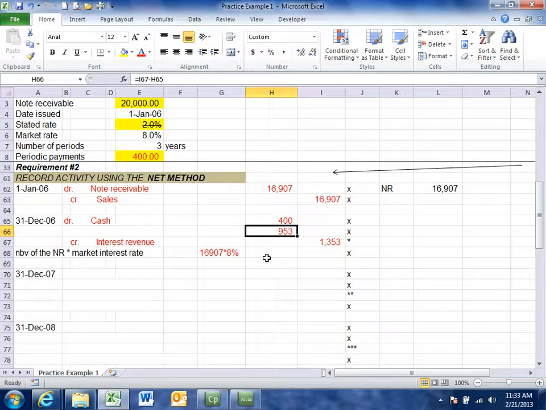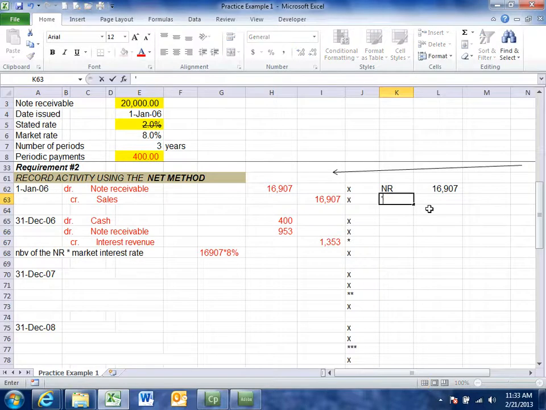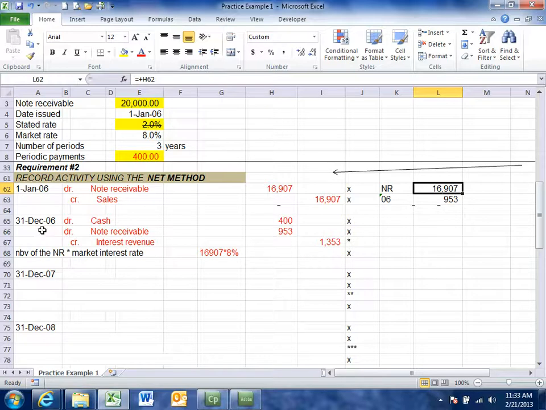And so what you'll see is that each year we're increasing the value of the note. The note was on our books at the initial entry at 16,907. Once I do this journal entry to recognize my cash receipt and my interest revenue for the first year, I increase the note by $953 because of this plug. So the new net book value of the note receivable is 16,907 plus 953, which is 17,860. That's what I'm going to use to calculate my interest revenue for the second year.